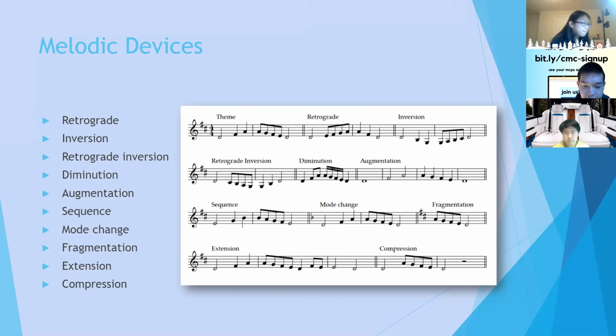So you also have a sequence, which is when a melodic or chordal figure gets repeated at a new pitch level, either higher or lower. And you also have mode change. In this case, it's from major to minor. You can also change the mode to things like Dorian, Phrygian, you know.